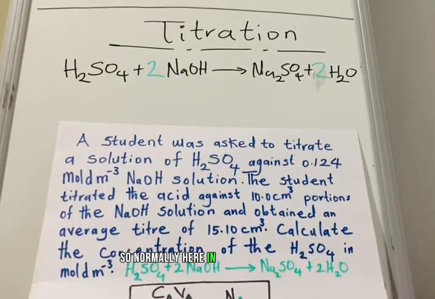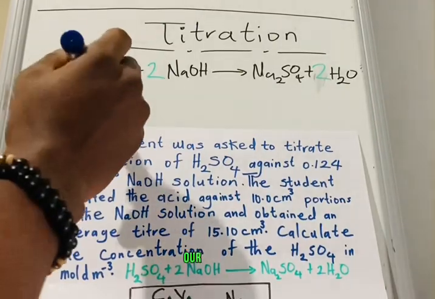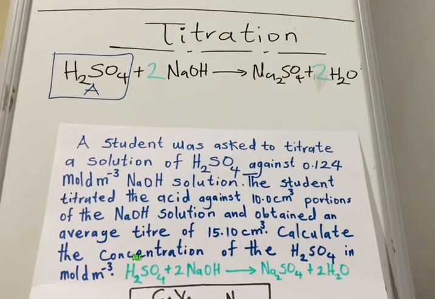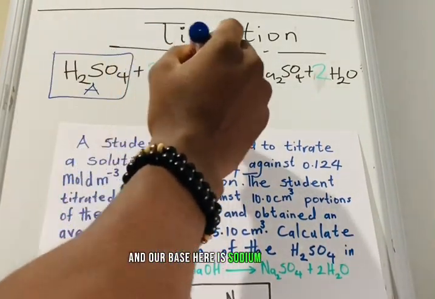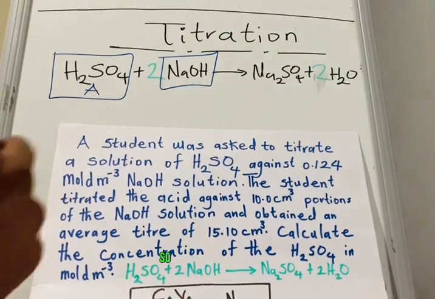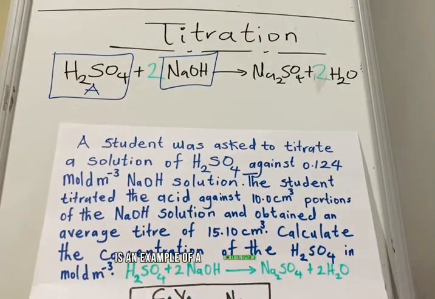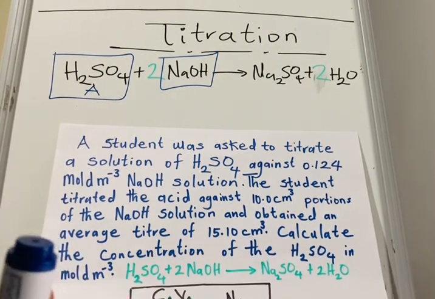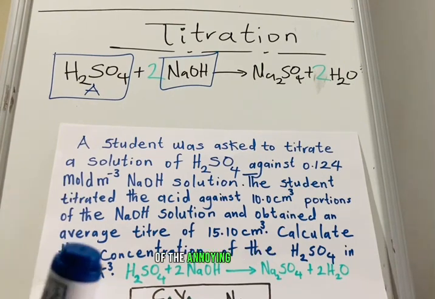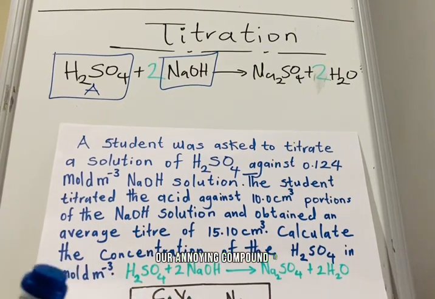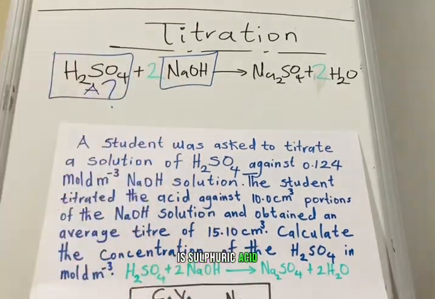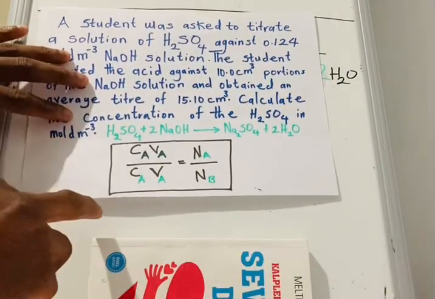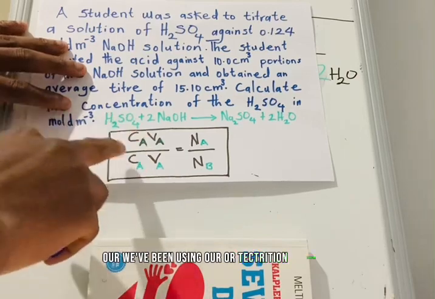So normally in our titration, in this problem, our acid is H2SO4, and our base is sodium hydroxide, NaOH. So this reaction is an example of a neutralization reaction. What we're going to do in this case is solve for the concentration of the unknown compound. What is our unknown compound here? Our unknown compound is sulfuric acid. But in solving this, we'll be using our titration equation.